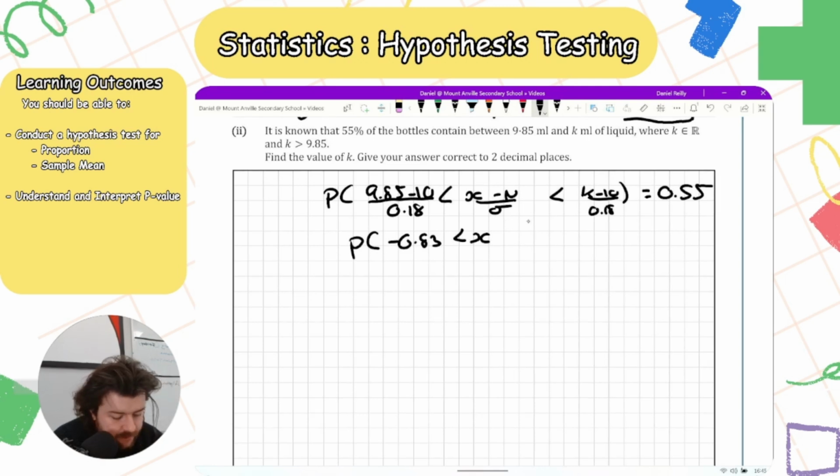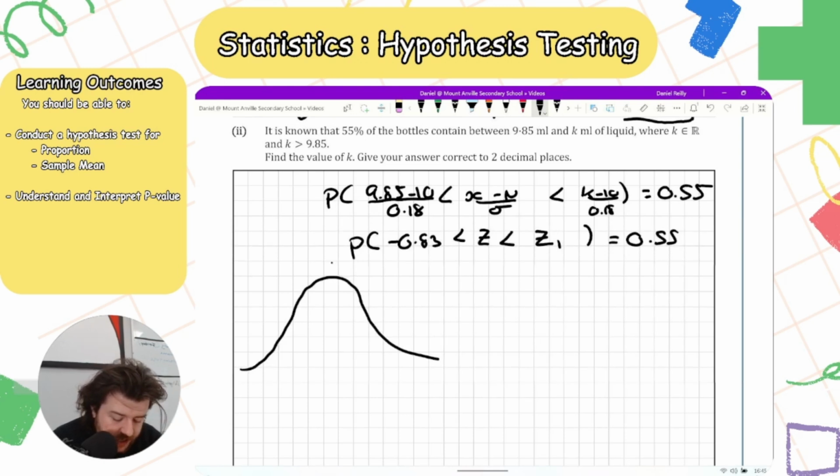And it's less than, let's say this is going to be Z in the middle. And then I'm just going to call this Z1, right? Because I don't know what that Z score is yet. Is equal to 0.55. So sketch it out. It always helps to draw a sketch.